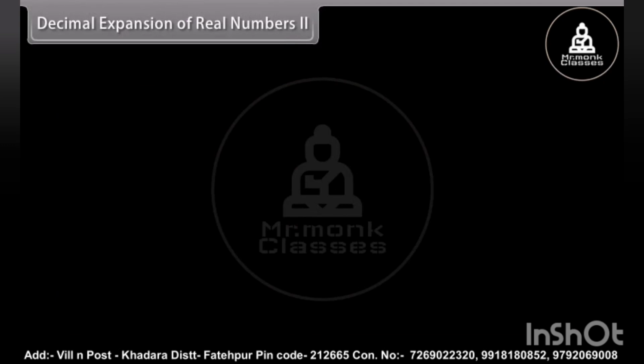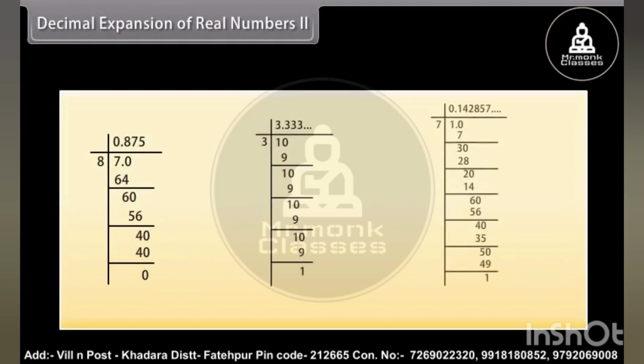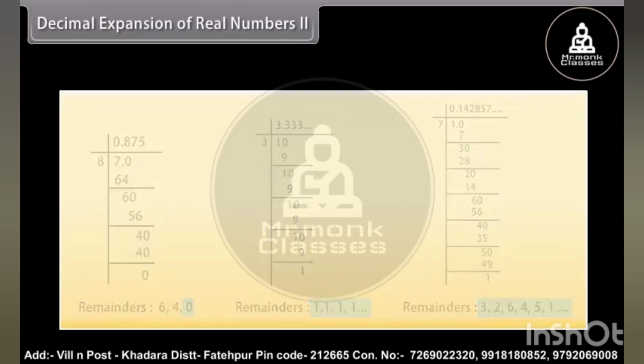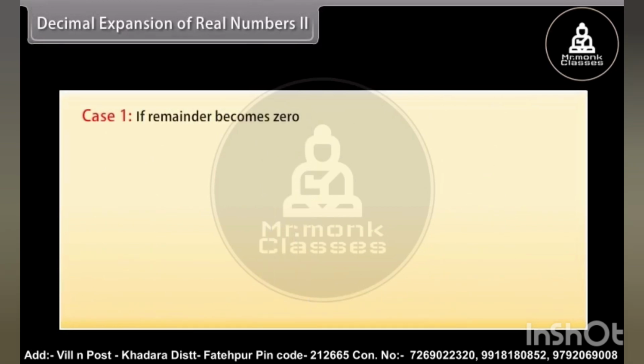Decimal expansion of real numbers 2. Did you notice something here in all these examples? Notice that here the remainder either becomes 0 after a certain stage or starts repeating itself. Let us go through these cases one by one. Case 1 is, if the remainder becomes 0, then the decimal expansion ends after a finite number of steps. The decimal expansion of such numbers is terminating.